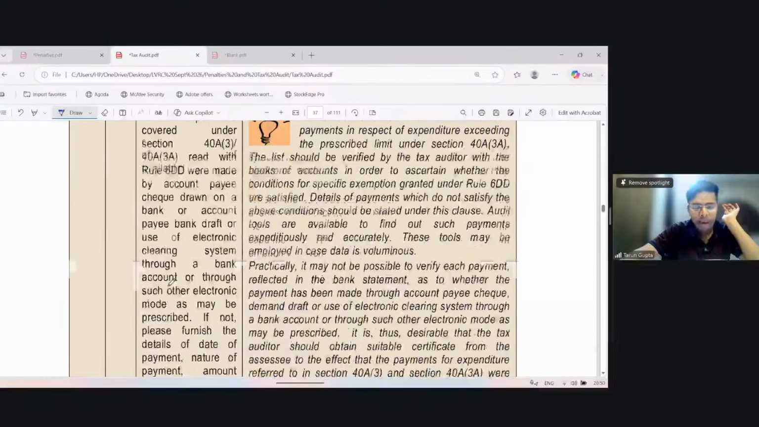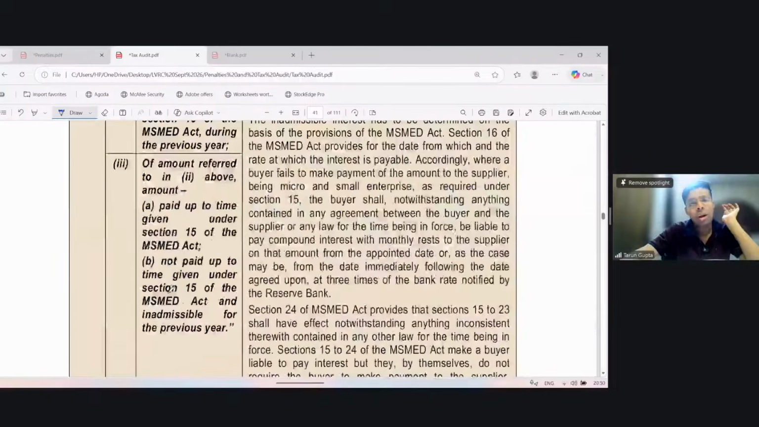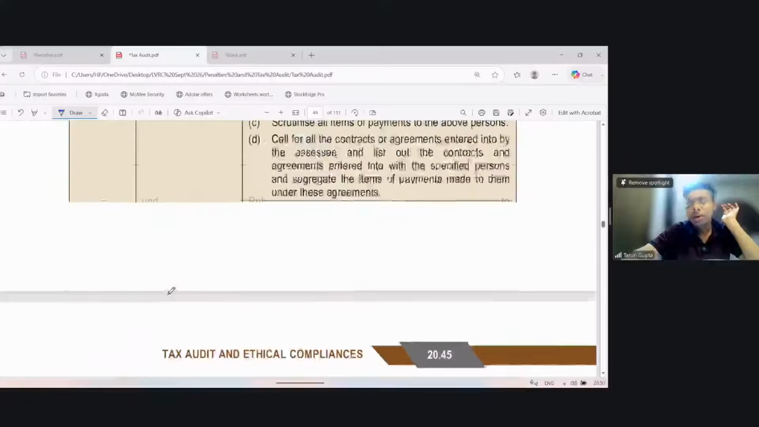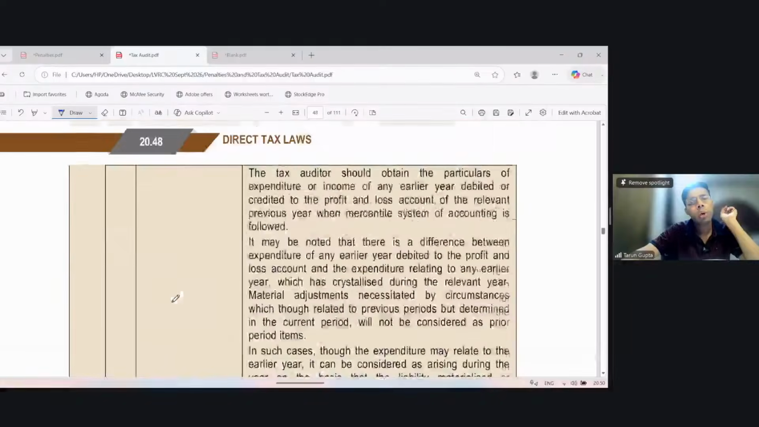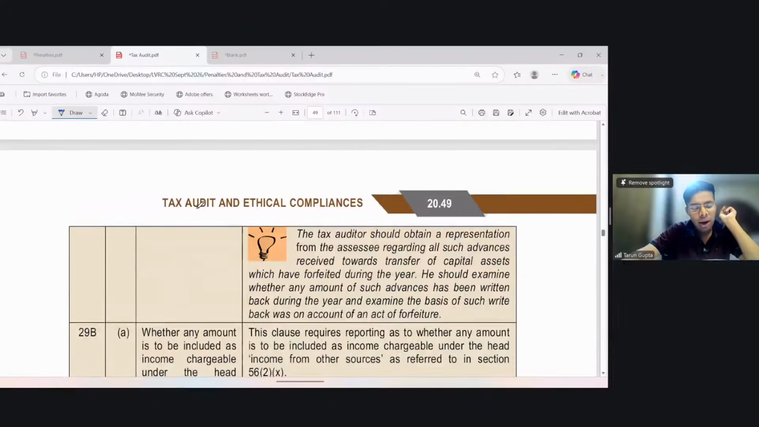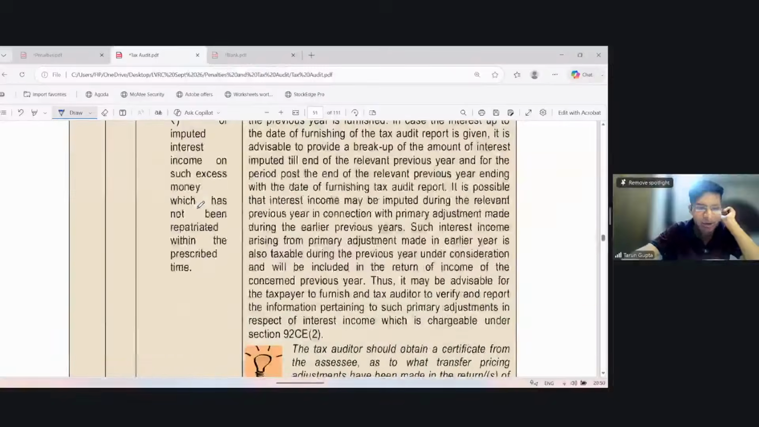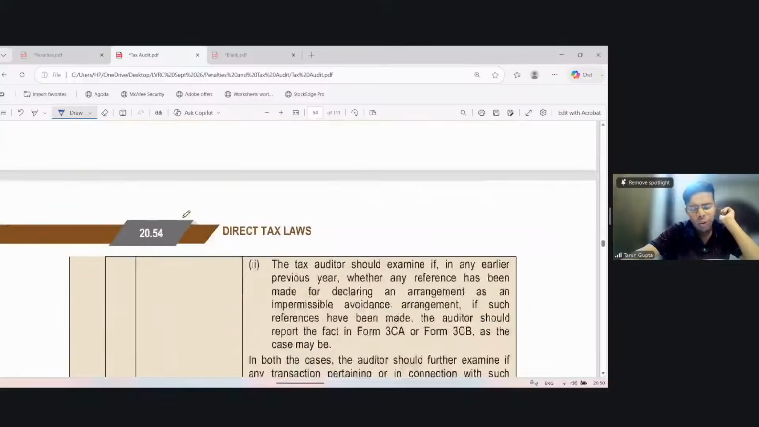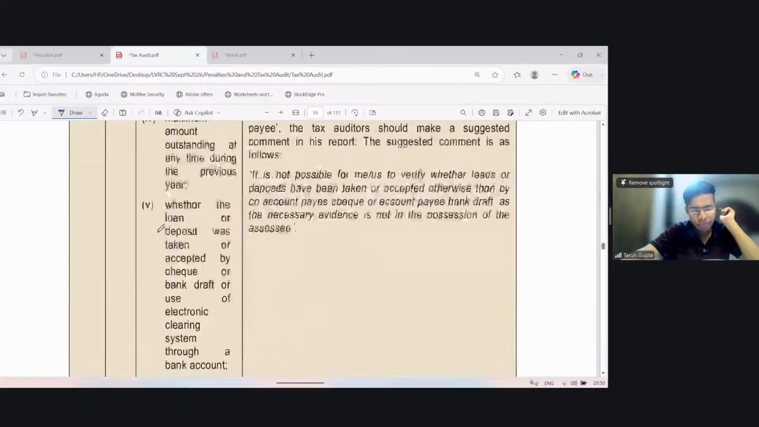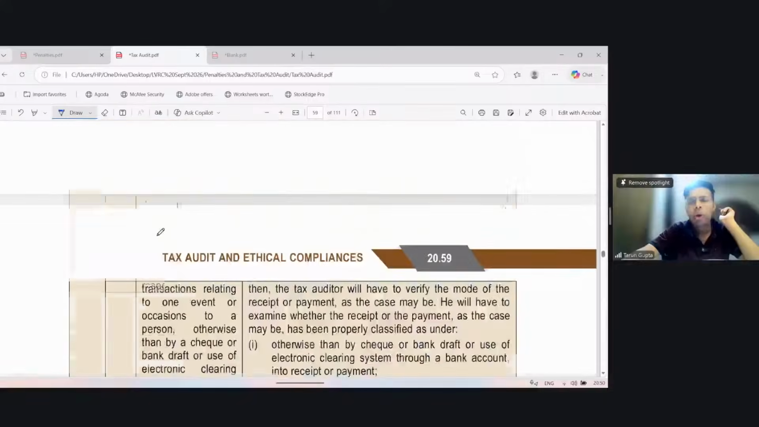Okay. Now, what may the question ask? Questions may generally ask about a case study. So it may give you a case study and say you have to comment whether the tax auditor is guilty of clause 7 or clause 8 or not. Okay. So let's see one or two case studies which may be asked similar to that in your exam.